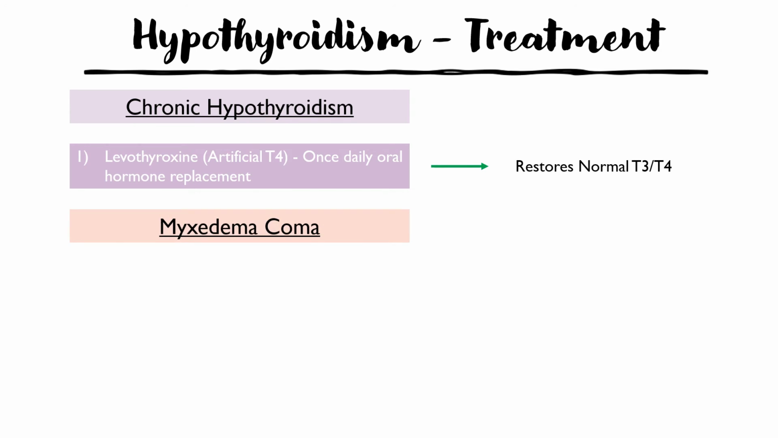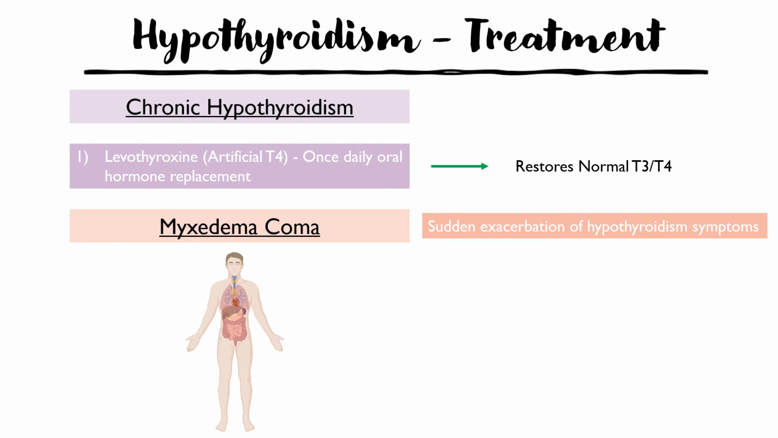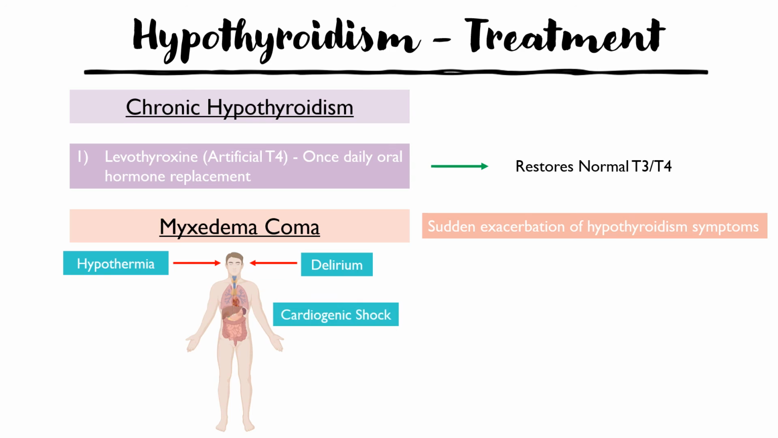It's also worth knowing about a condition called myxedema coma, and this is basically a sudden exacerbation of hypothyroidism symptoms. So instead of cold intolerance, patients develop hypothermia and delirium. Instead of bradycardia, patients may develop cardiogenic shock. There may also be hypoglycemia and myxedema itself, which is basically a thickened, non-pitting edema of the skin.